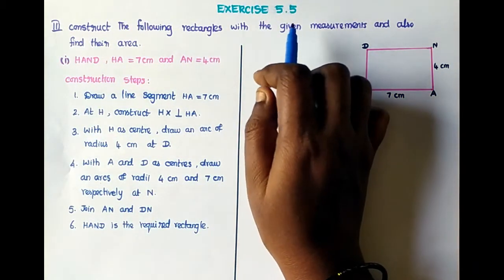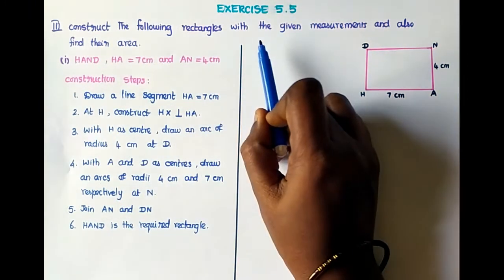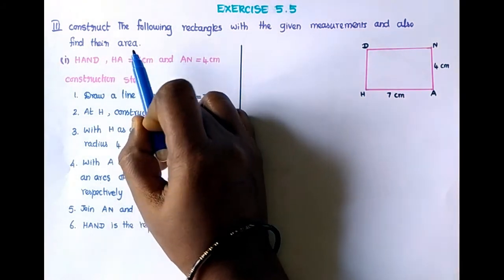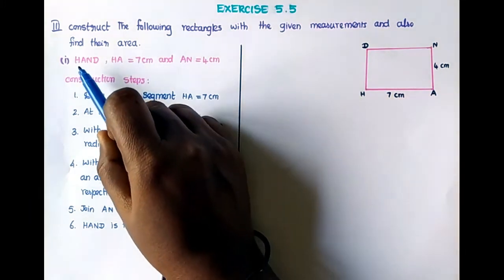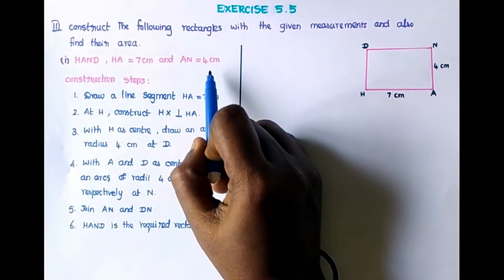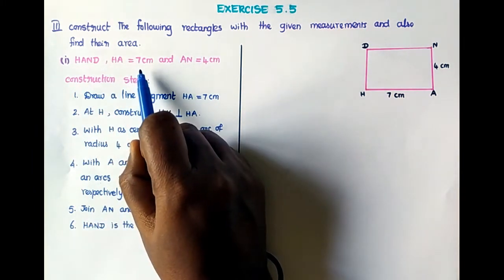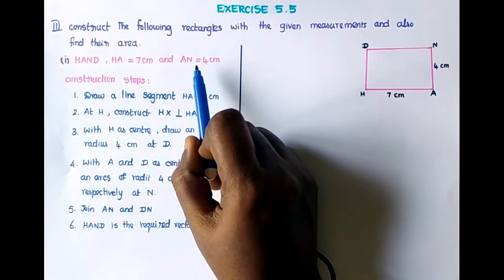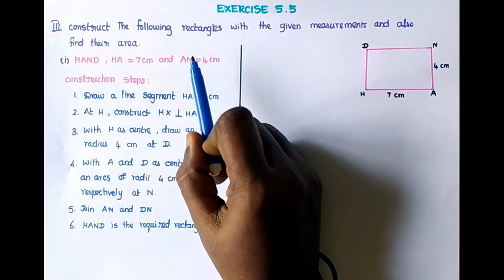Exercise 5.5, third Roman number. Construct the following rectangles with the given measurements and also find their area. Listen, they have given the measurements. First, HAND: HA equal to 7 centimeter and AN equal to 4 centimeter. HA, that is continuous letter, so that is a side, and AN, that is also continuous letter, so that is also a side. They have given two sides. From that we have to construct the rectangle.